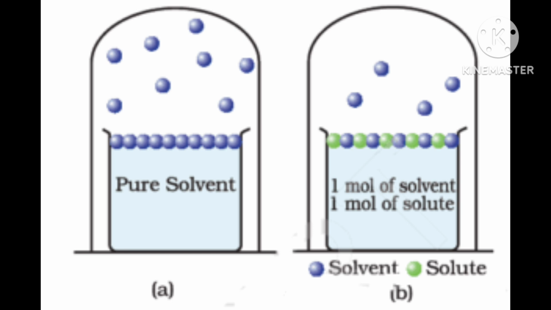In a non-ideal solution, the main thing I discussed was two plots: in one there was a positive deviation, and in the other a negative deviation from Raoult's law. Raoult's law is the standard. In positive deviation the vapor pressure curve went up, and in negative deviation the vapor pressure curve went down in comparison to Raoult's law.